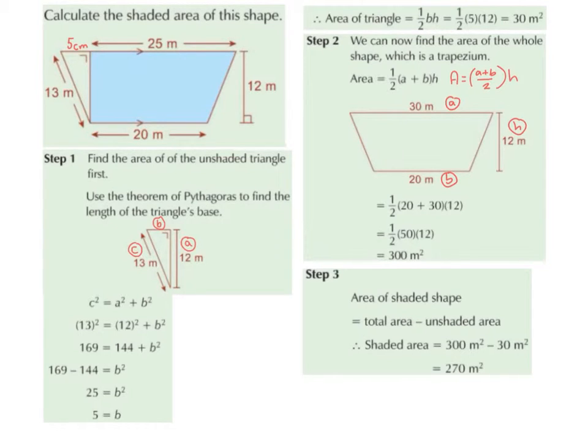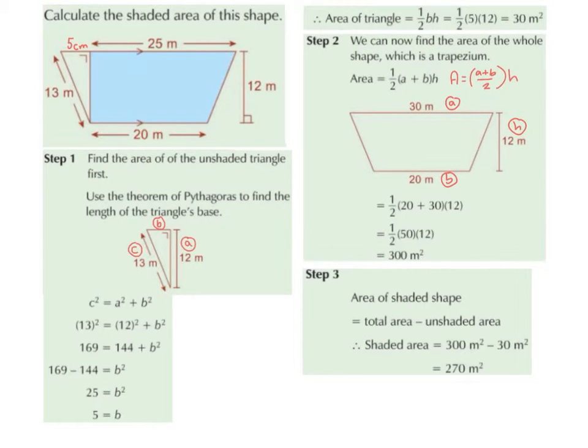So if I was to draw my trapezium out down here, I can see that the 5 plus the 25 gives me 30 meters across the top. I still have 20 meters across the bottom. So these are my parallel sides, so they get labelled as A and B. It doesn't matter which one is A and which one is B. So they're going to get added together. They're going to get divided by 2, and they're going to be multiplied by the height.